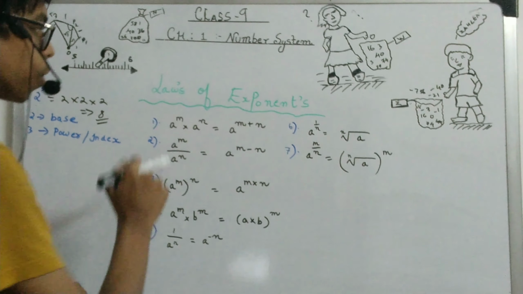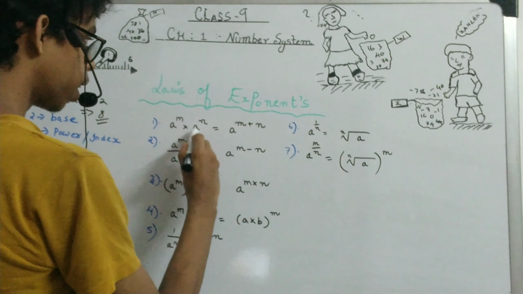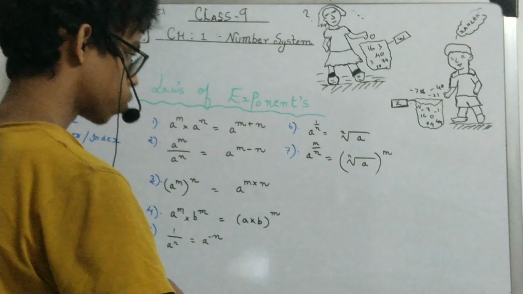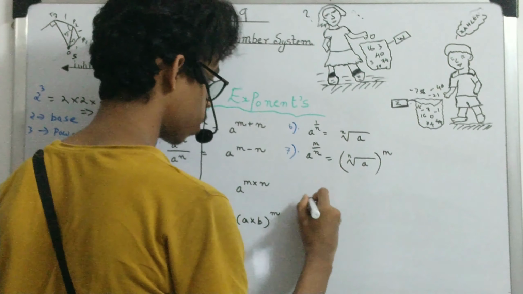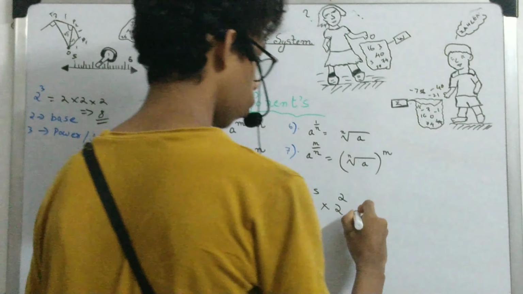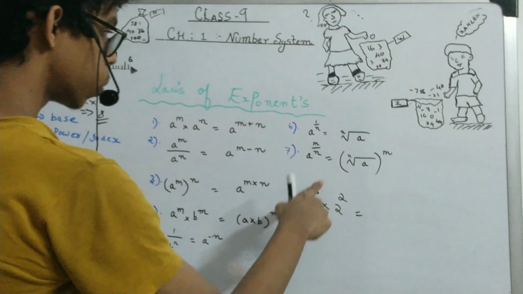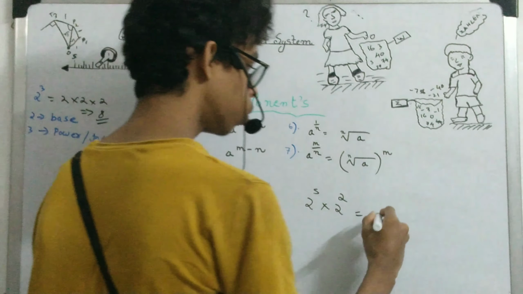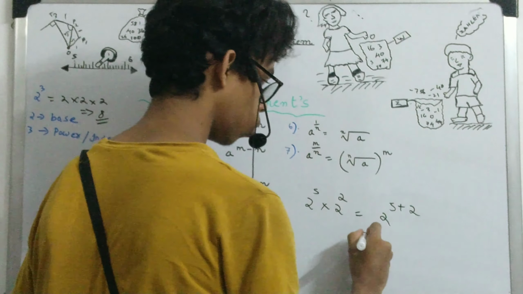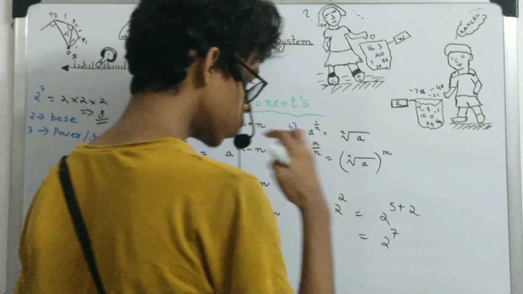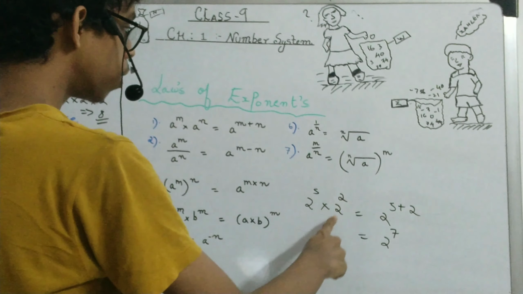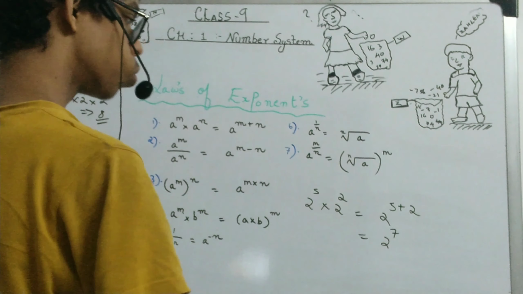Let's see. The first one is a raised to m into a raised to n is equal to a raised to m plus n. For example, 2 raised to 5 into 2 raised to 2. How will you write this? It is 2 raised to 5 plus 2, and 5 plus 2 is 7. So 2 raised to 5 into 2 raised to 2 means 2 raised to 5 plus 2, which is 2 raised to 7.